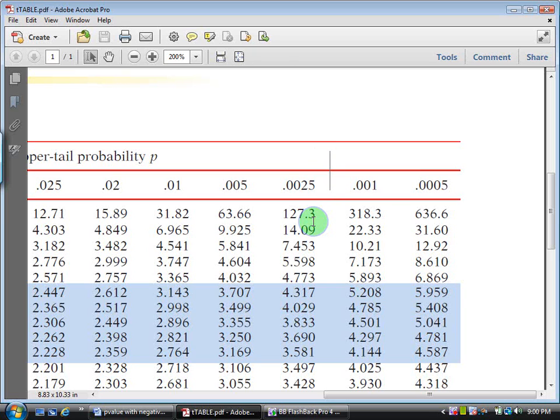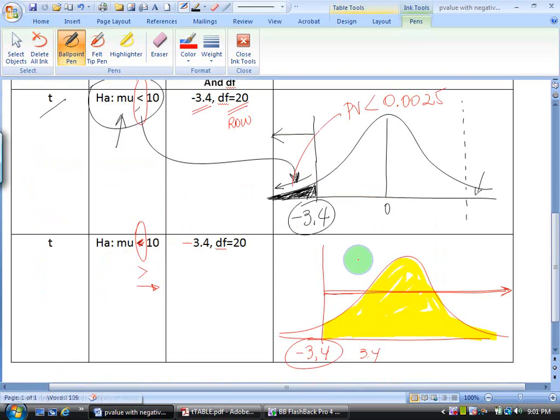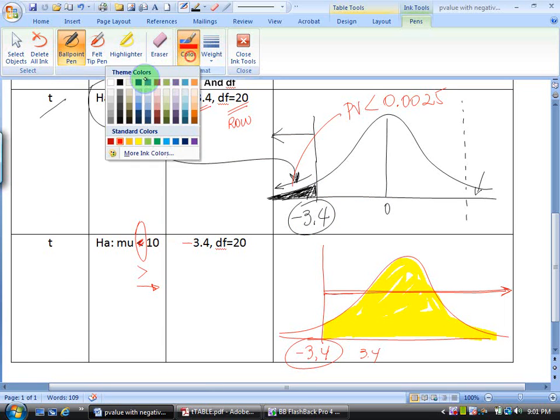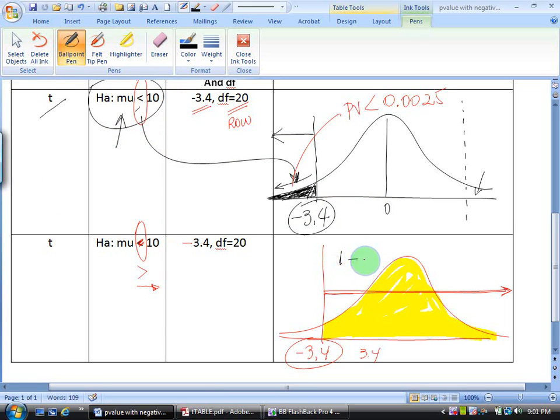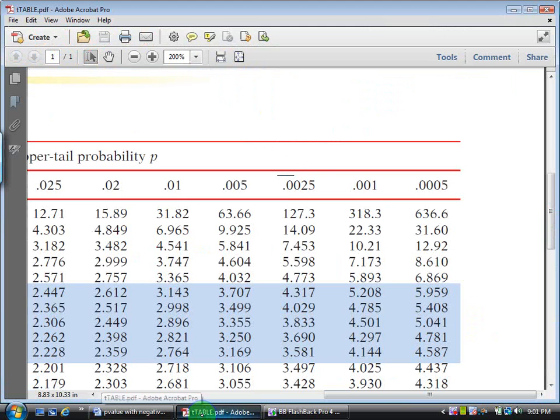How much is it to the left of this mark? Well, the whole area is 1. So this area to the left, which is the big piece, is 1 minus this area. So we go back here. We're going to say that this p-value is 1 minus 0.0025 at least. Okay, so the p-value is at least 0.9975. Why at least? Let's take a look.